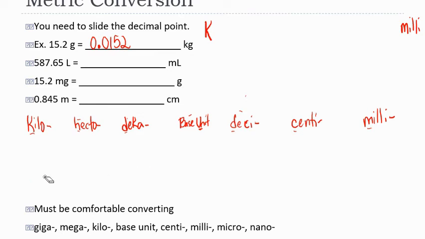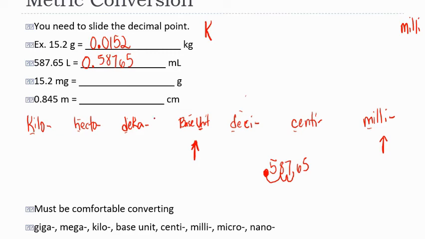All right, let's try the next one. The next one is milliliters. We're starting here and going to where liters would be. This is my base unit. Liters would belong here. How many steps am I taking to get to liters? 3. I'm going to go 1, 2, 3. I'm going to move my decimal, 587.65, 3 spots. 1, 2, 3. My decimal is going to be here now. So my answer is 0.58765.